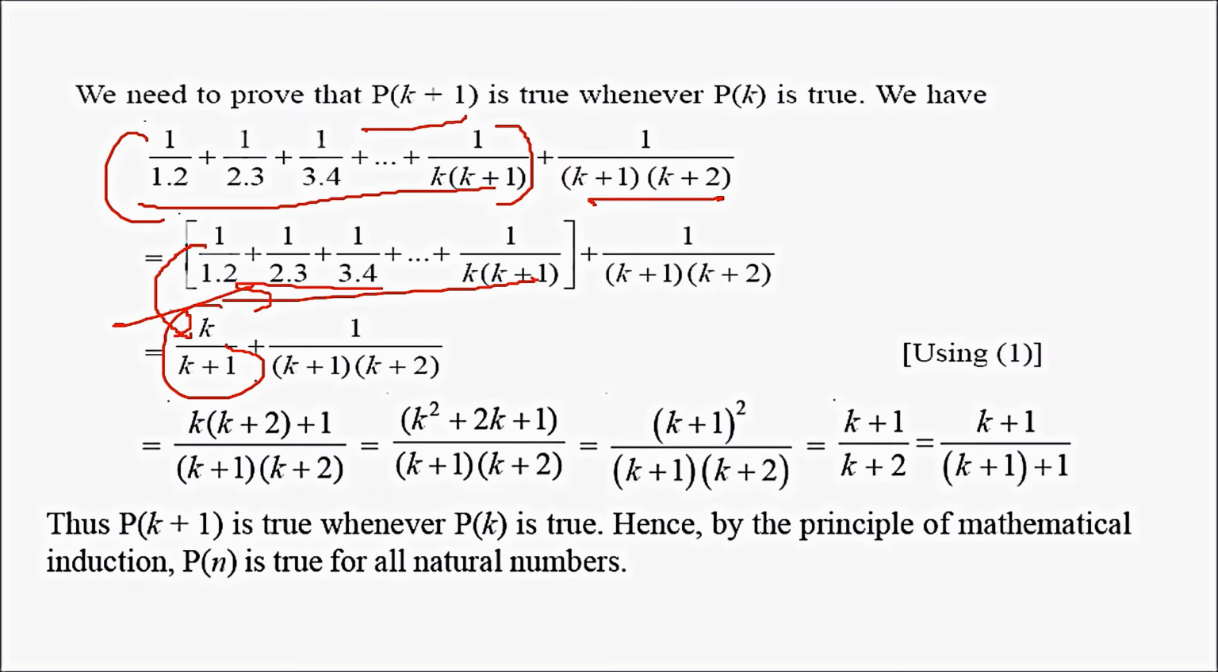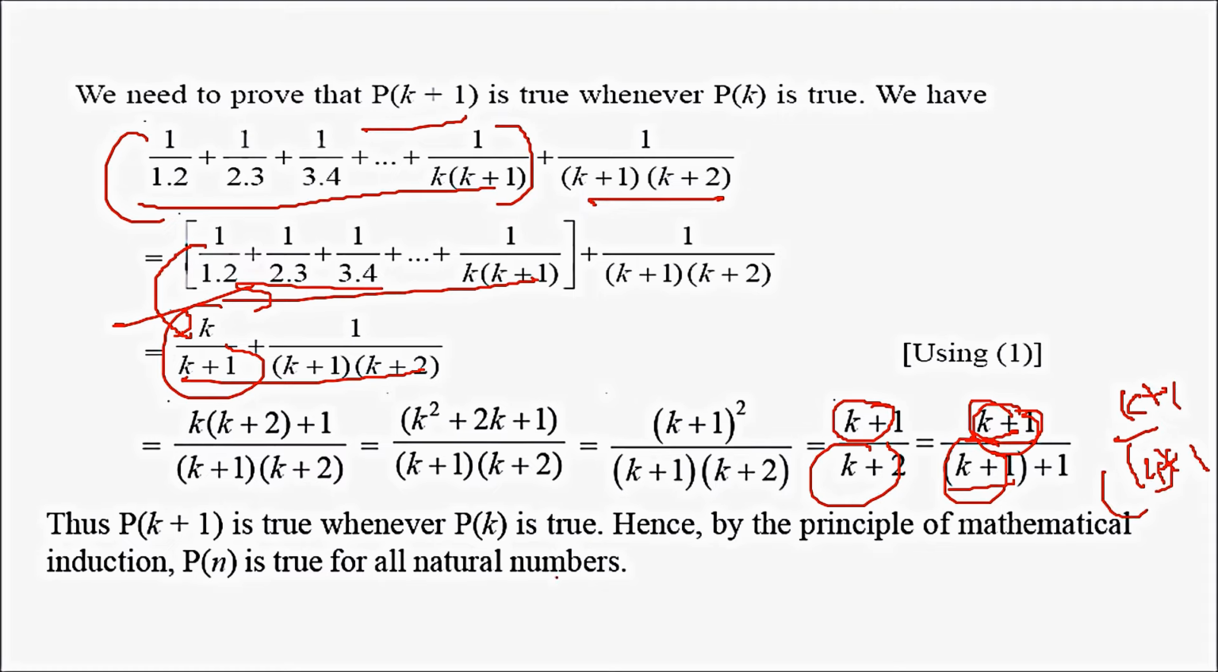Now we need to solve this, and when we solve this, we finally find k plus 1 by k plus 2, that is k plus 1 by k plus 1 plus 1. This was actually k by k plus 1 where we started, and now this is k plus 1 by k plus 1 plus 1. So wherever this Pk we assume to be true, it will be true for Pk plus 1 also.